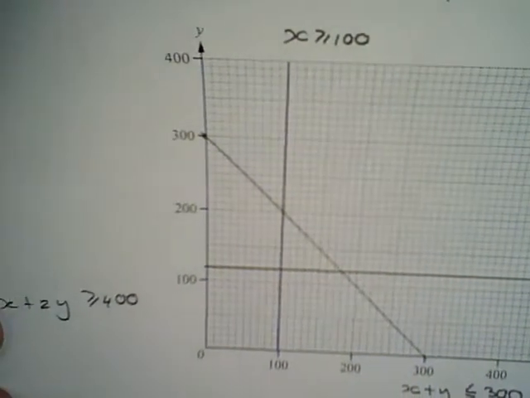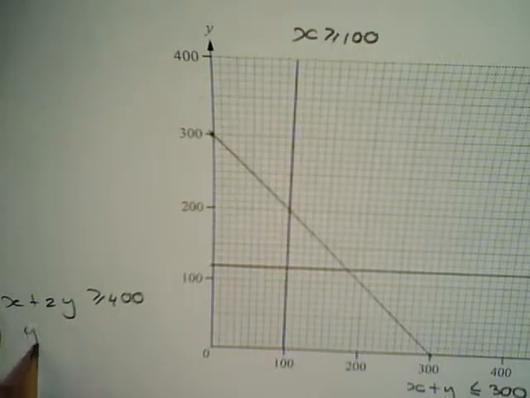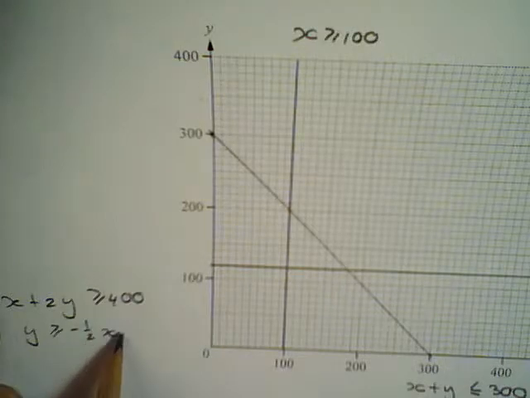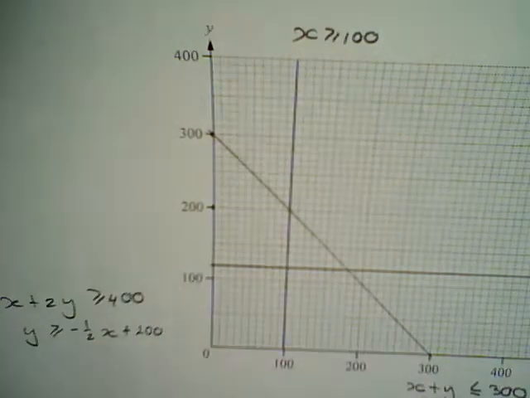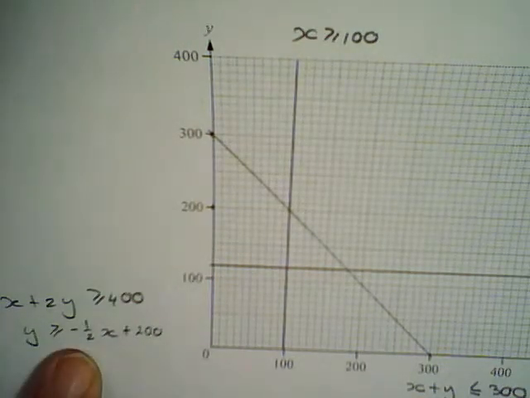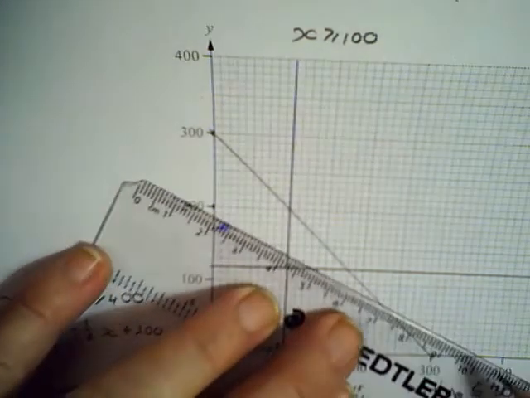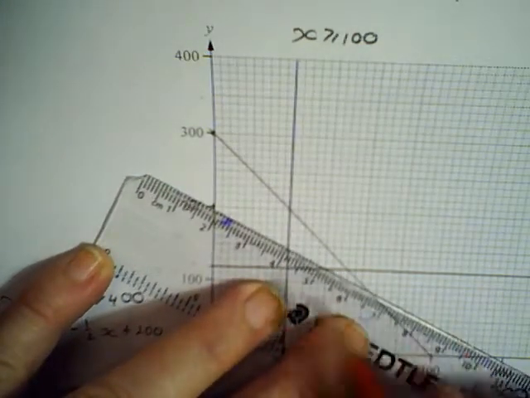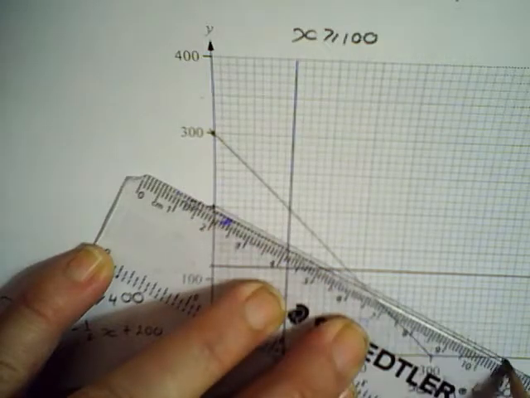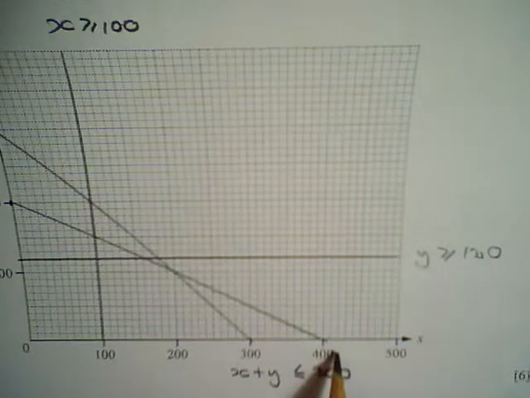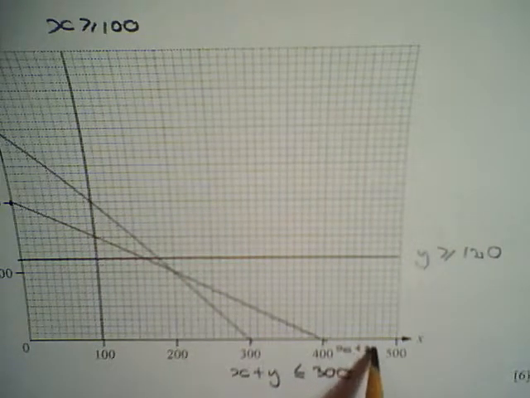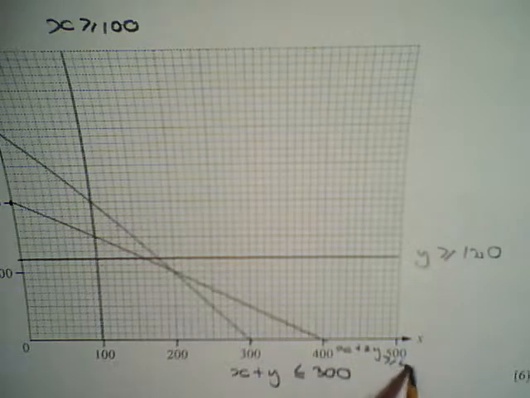Just move it up slightly. There you go. So y would be greater or equal to negative a half x plus 200. So 200, and my x-intercept would be times 2, so it's 400. So there's my line. Okay, and that is the equation x plus 2y is greater or equal to 400.